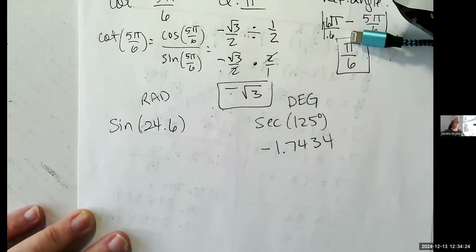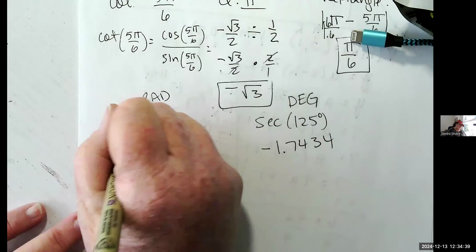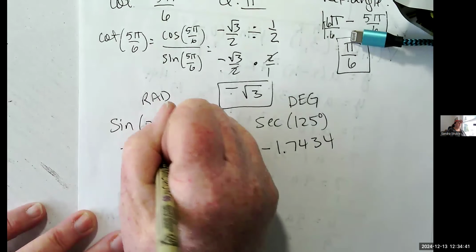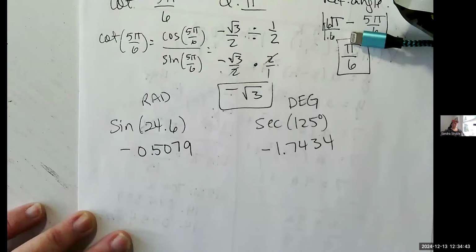All right, now I need to switch the other one to radians, and I'm going to do 24.6, the sine of 24.6. Sine. Negative 0.5079. Interesting. All right. Nice. Last question.